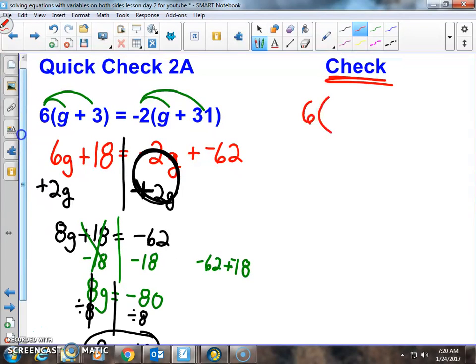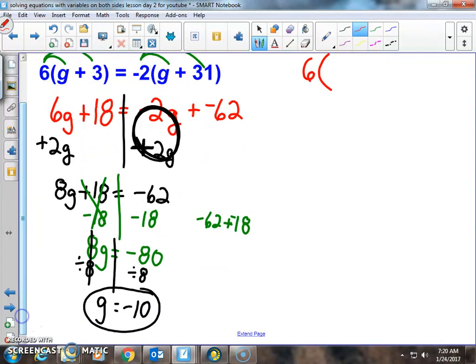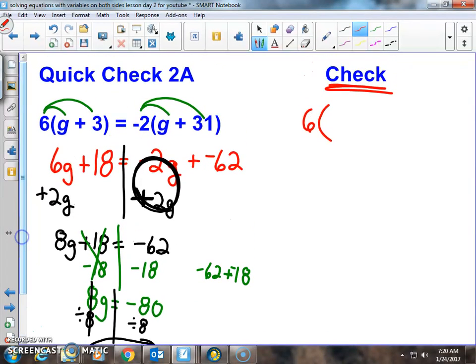We write down the equation, but any place we see g, we thought that g was negative 10. So any place we see a g, we're going to change it into a negative 10. So in parentheses here, I've got negative 10 plus 3. On the other side, negative 2 in parentheses would be negative 10 plus 31.